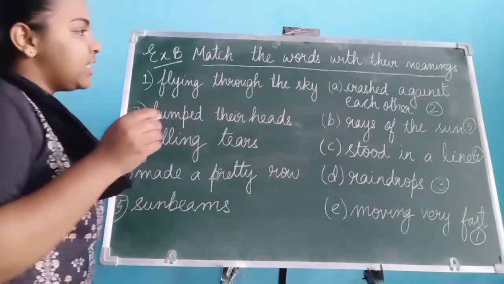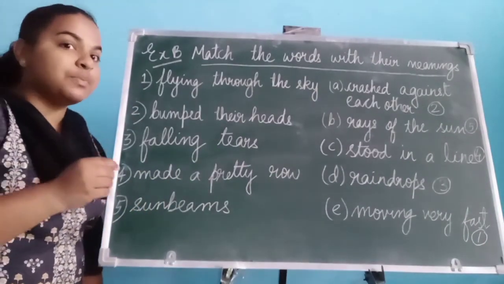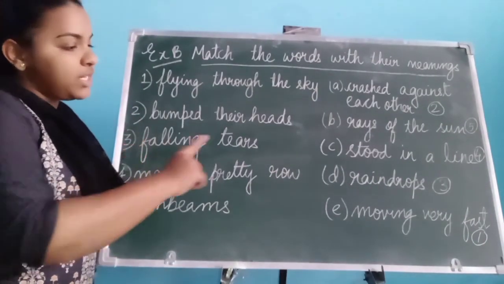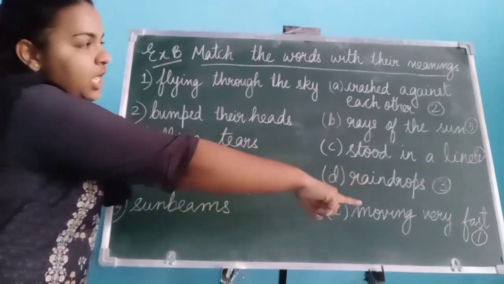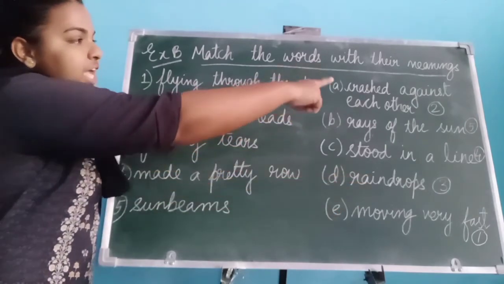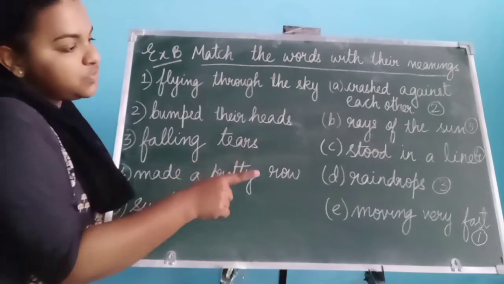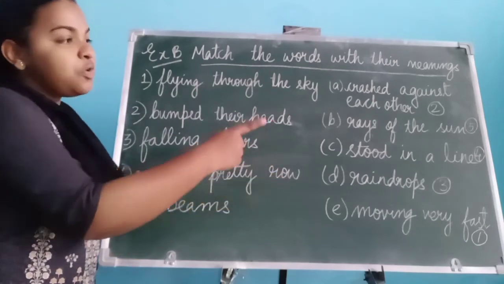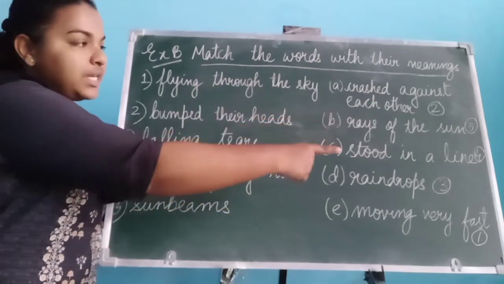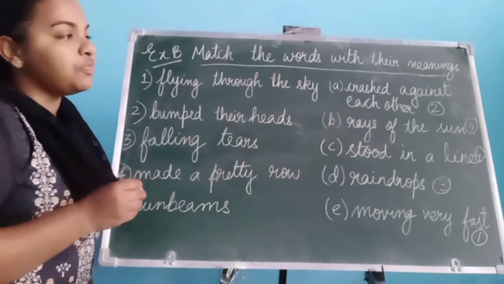So, these are the answers of exercise B. That is, first one is moving very fast. Second one, crashed against each other. Third one, raindrops. Fourth one, stood in a line. Fifth one, rays of the sun.